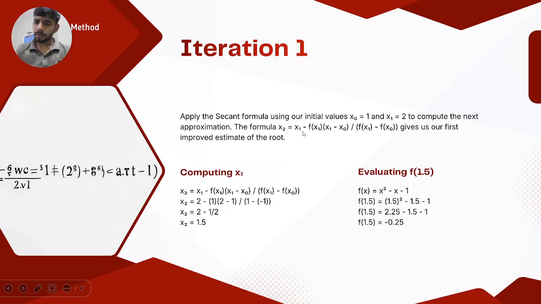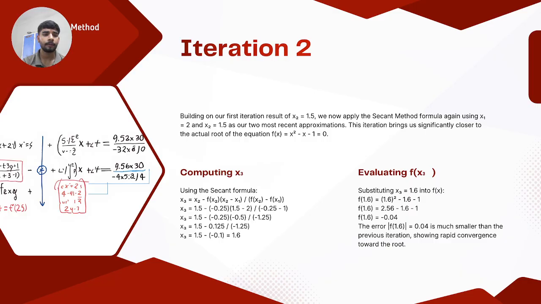The formula x2 = x1 - f(x1)(x1 - x0) / (f(x1) - f(x0)) gives us our first improved estimation of the root. Computing x2, here x2 comes to 1.5. Now evaluating f(1.5), it comes to f(1.5) = -0.25.